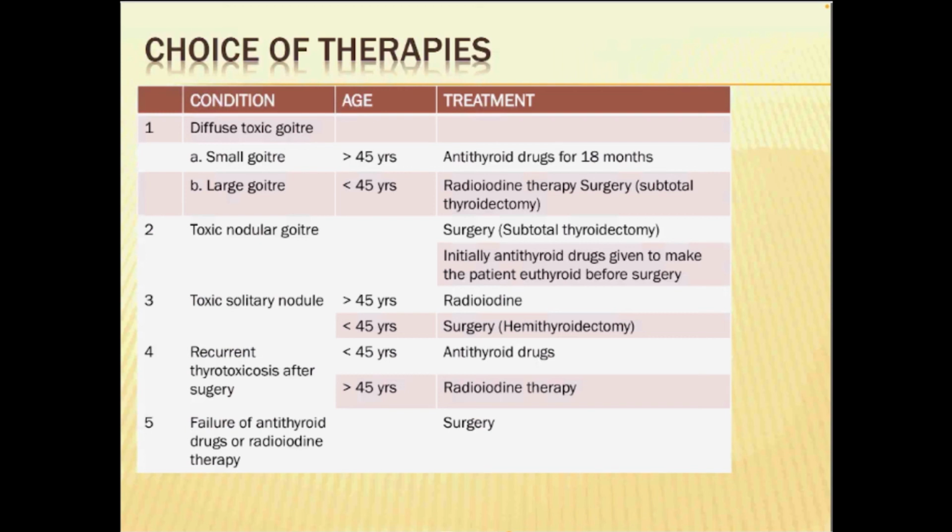In case of recurrent thyrotoxicosis, even after surgery, if the patient presents with thyrotoxicosis, then you should go for antithyroid drugs if the patient is less than 45 years, like carbimazole, methimazole, and propylthiouracil. If the patient is more than 45 years, you should go for radioiodine therapy. And in case there is a failure of antithyroid drugs and radioiodine therapy, we should go for surgery.